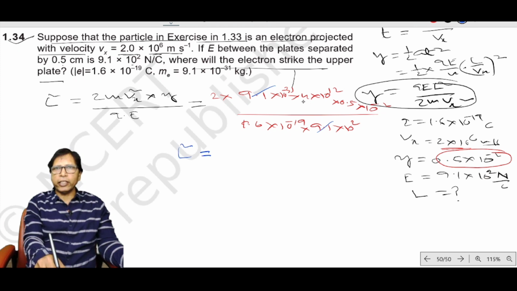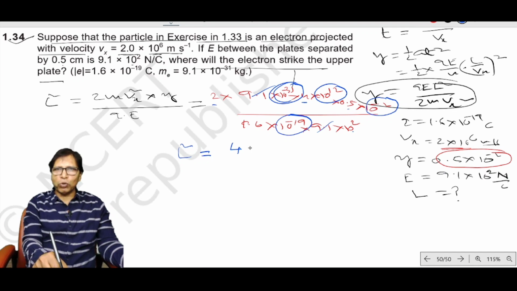This is 4 into 2 into 0.5, so this is 4. Now 10 to the power minus 3. Now 10 to the power minus 31 into 10 to the power 12, so 10 to the power minus 19. 10 to the power minus 19 into 10 to the power minus 2, so 10 to the power minus 21. 10 to the power minus 21 and 10 to the power 19, so 10 to the power minus 2. Now 10 to the power minus 2 into 10 to the power 2, so this is 10 to the power minus 4.